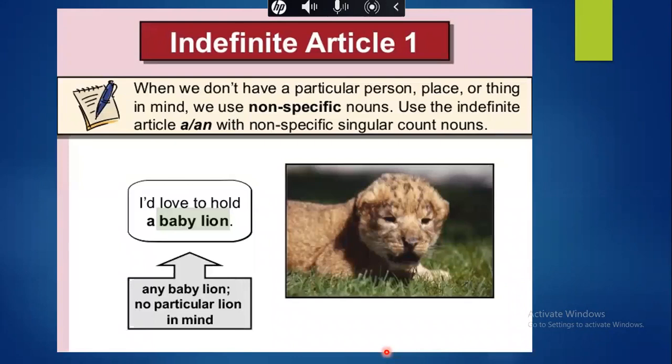Now, indefinite articles, condition 1. When we don't have a particular person, place, or thing in mind, we use non-specific nouns. Use the indefinite articles a and an with non-specific singular count nouns. For example, I would love to hold a baby lion. Now, any baby lion, no particular lion in mind. So it could be anything.